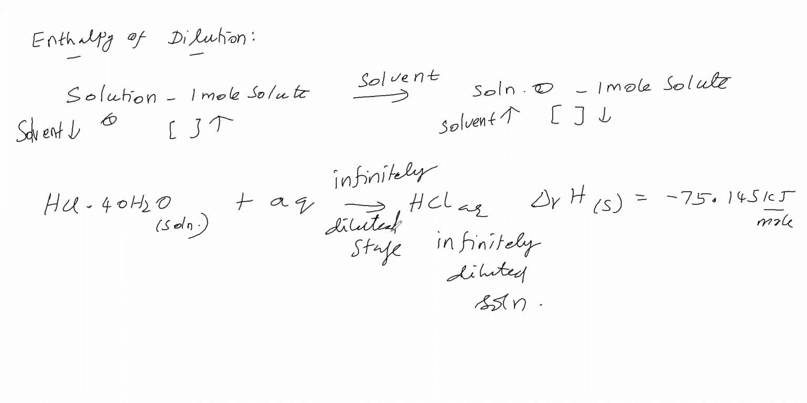So for this dilution, what is the amount of heat involved? Minus 75.145 kilojoule per mole. Minus indicates exothermic. This is the amount of heat involved. So this is called enthalpy of dilution. So enthalpy of dilution means what? You have to take a solution that has 1 mole of solute. That solution will have some concentration. To that you are adding solvent. Therefore, concentration of solution reduces, though quantity of solute remains the same. Why does concentration reduce? Because we are adding solvent. Okay, so what is enthalpy of dilution? That we got an idea.